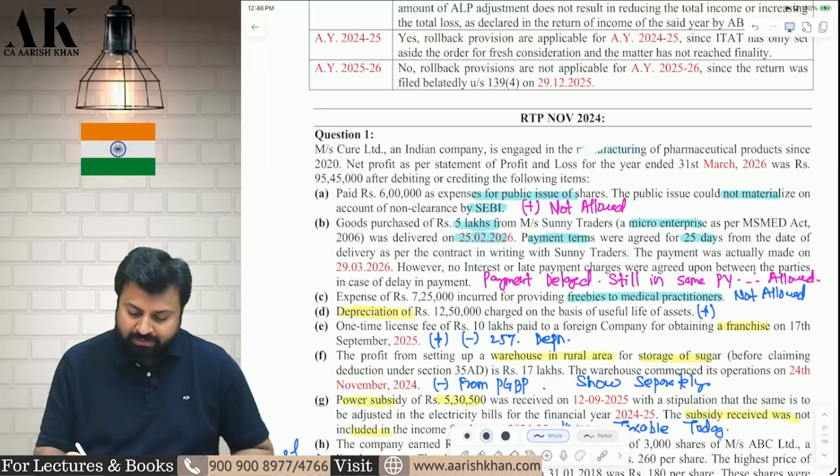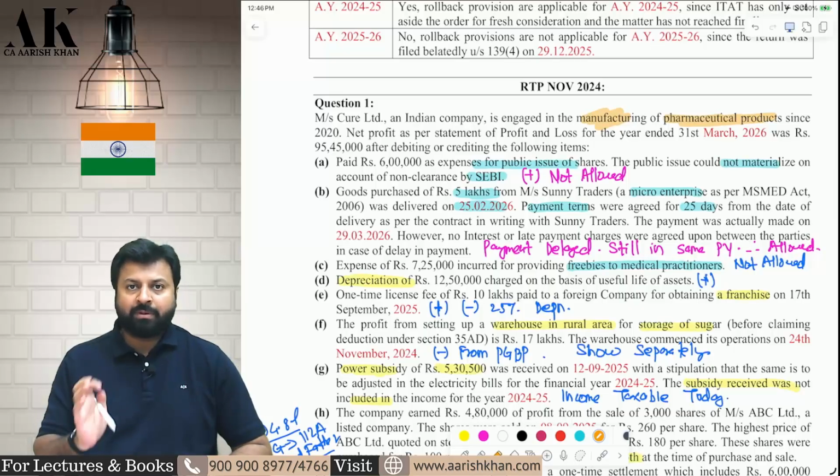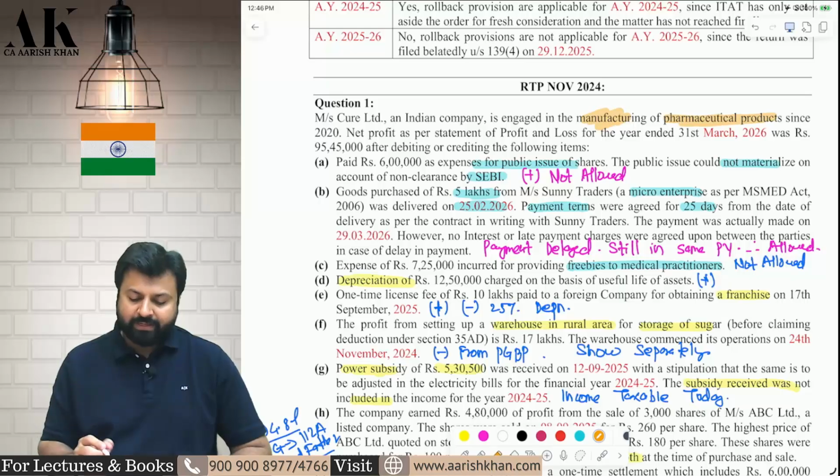The very first item given over here: the assessee is engaged in manufacturing of pharma products. This is a very important line. The pharma product is very important. Some adjustments given in this question are related to pharma.